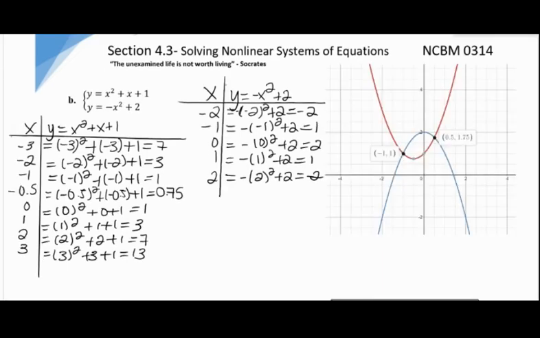For precision, I went ahead and put the graph here so we can see exactly where both of my graphs are intersecting. So they intersect at negative 1 comma 1 and at 0.5 comma 1.75. So we're going to check those points. Let's go ahead and check.